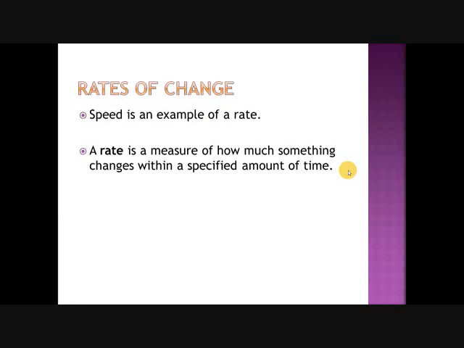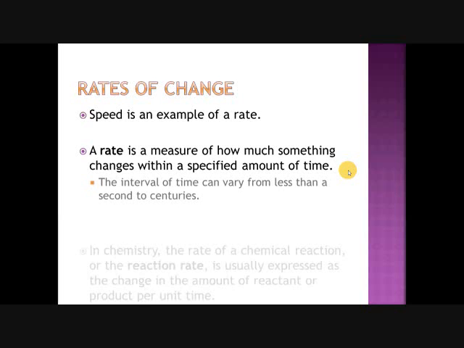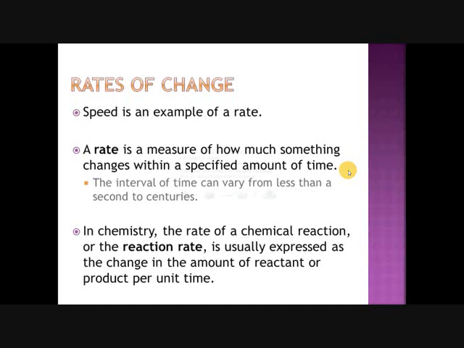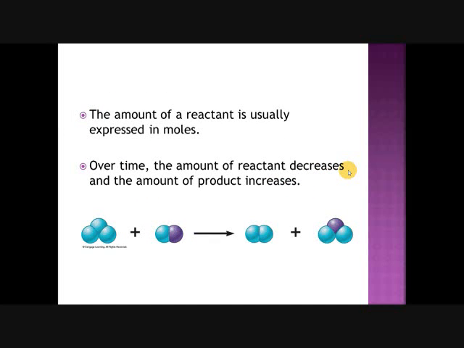A rate is a measure of how much something changes within a specified amount of time. The interval of time can vary from less than a second, like microseconds or milliseconds, to centuries. In chemistry, the rate of a chemical reaction, or what we call the reaction rate, is usually expressed as the change in the amount of reactant or product per unit time. The amount of a reactant is usually expressed in moles. So over time, the amount of a reactant decreases and the amount of the product increases.